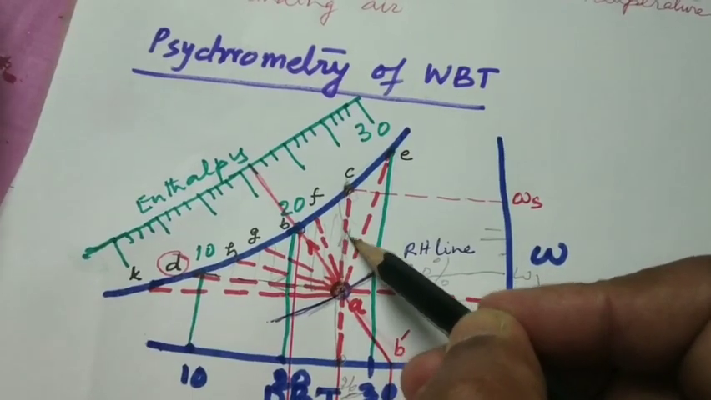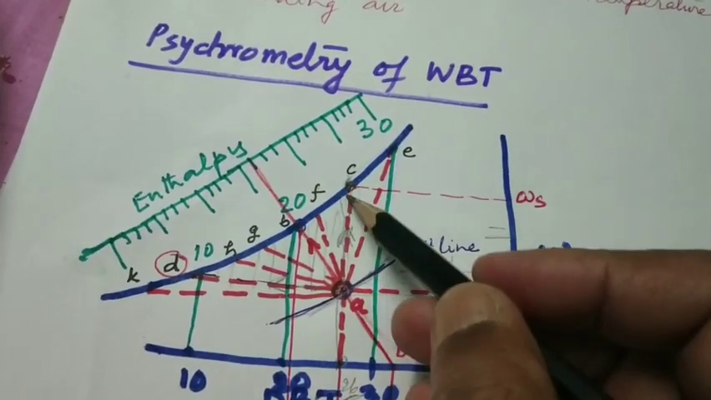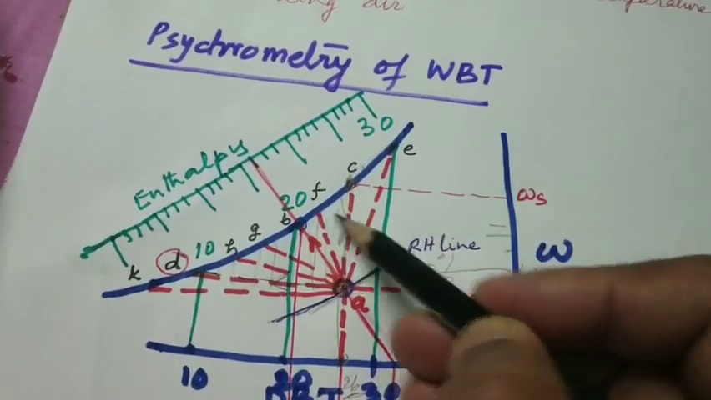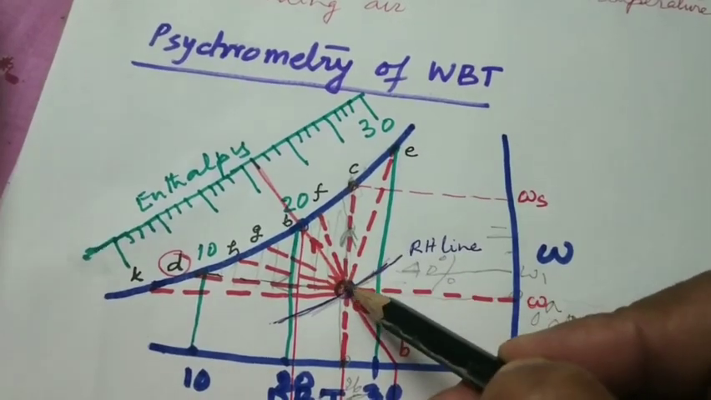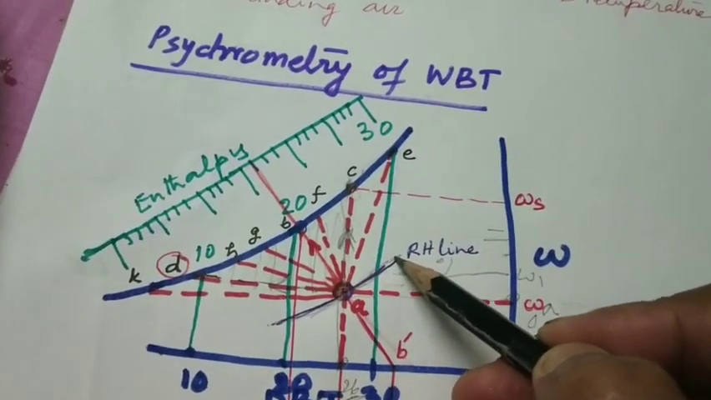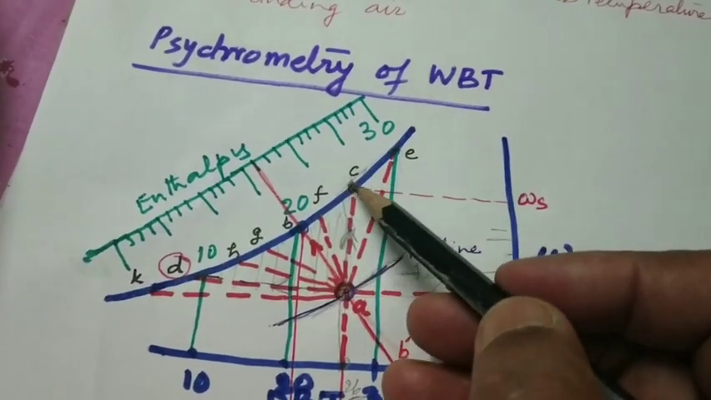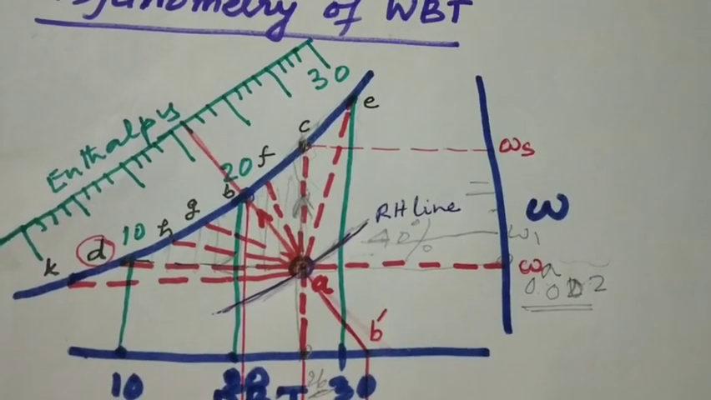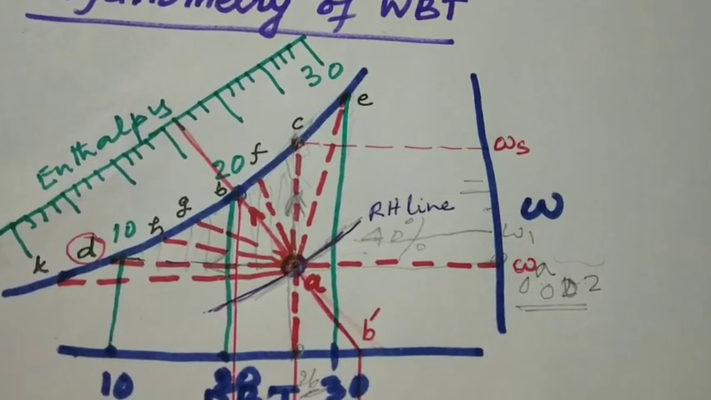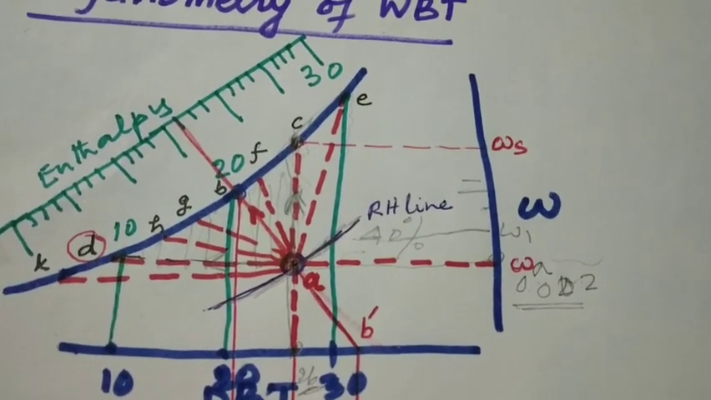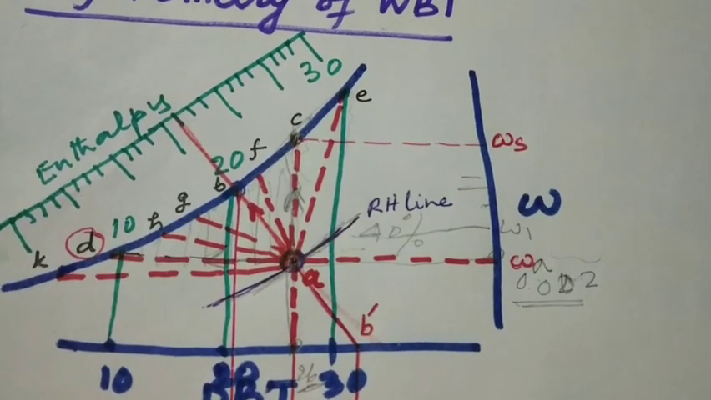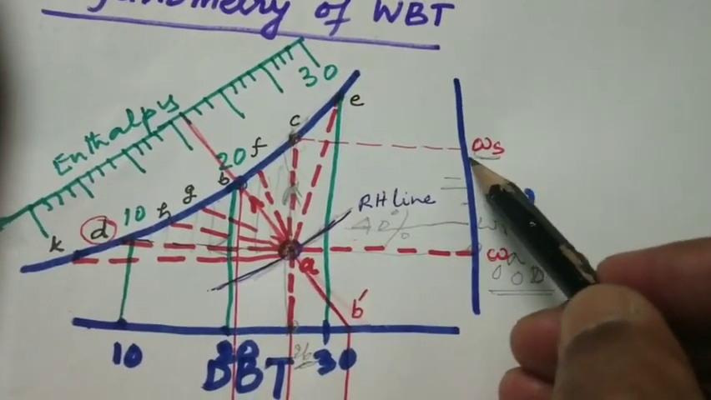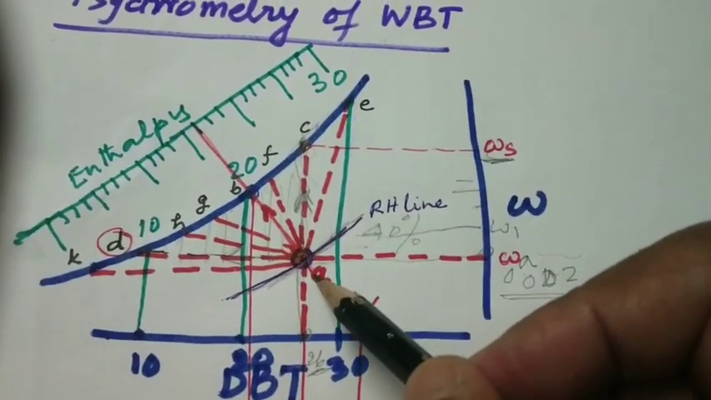This method of increasing the water vapor content is actually leading to what? To the saturation curve. So this saturation curve can be achieved by this method, where we can increase its relative humidity from 40% and go to 100%. So what is point C? Point C is the saturated air, 100% relative humidity air. Its relative humidity is 100%. It's saturated. So that is why this omega S is written, saturated air for A condition.